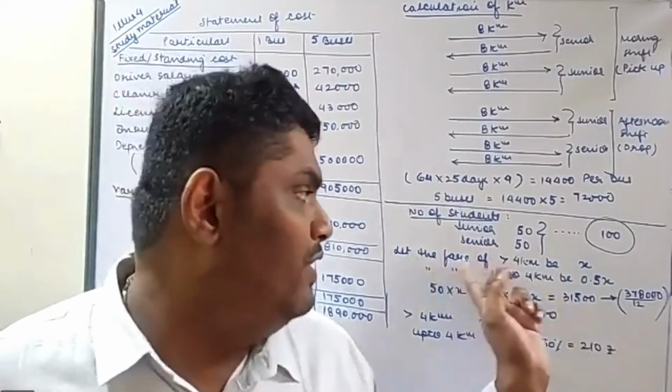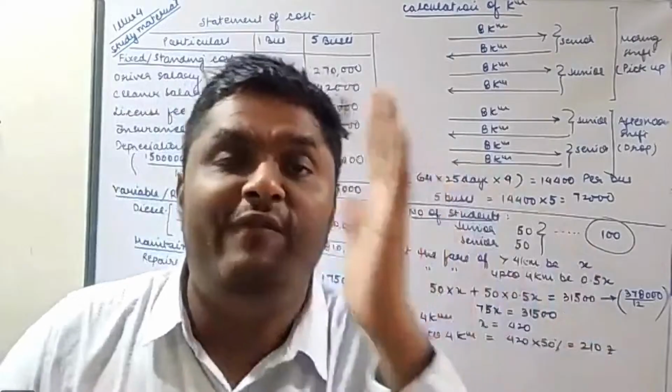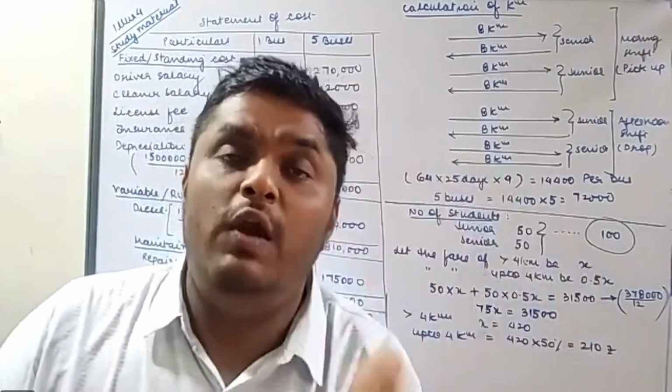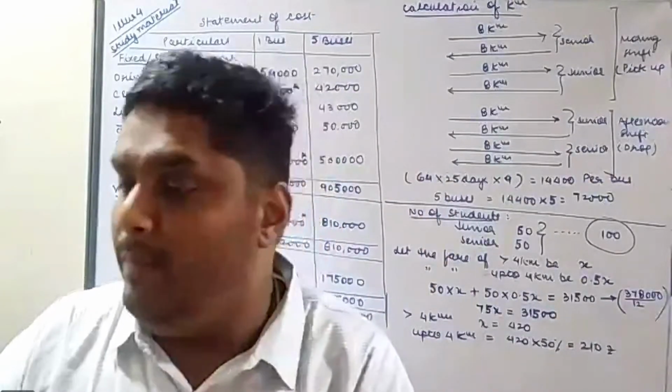See, when talking about the fare for more than 4 kilometer, if it is X, then up to 4 kilometer, half fare will be charged. So it will be 0.5X.